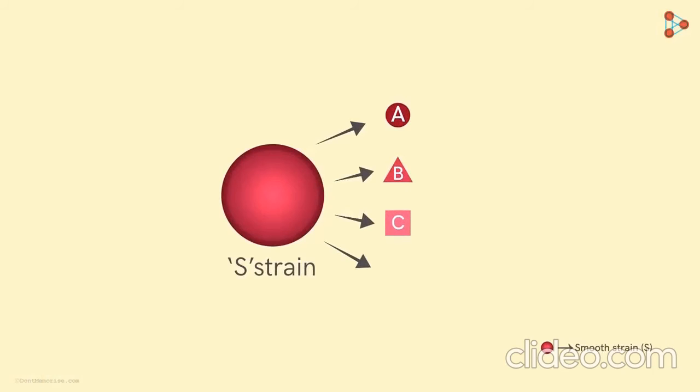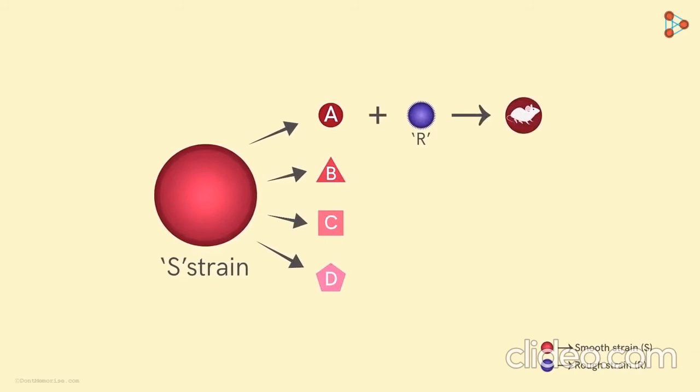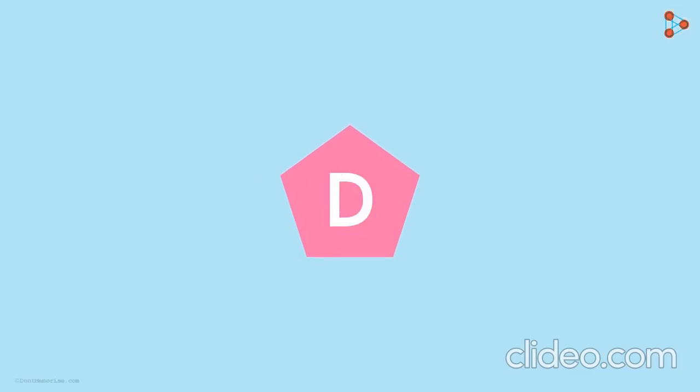So let's see, this smooth strain cell has four components: A, B, C and D. They mixed component A with the rough strain and injected it into a live mouse. Similarly, they mixed all the other components individually with the rough strain and injected the mixtures into different mice. What they found at the end was that only one of those components was effective in transforming the rough strain. It was the case in which the mouse died. Their conclusion was that component D transformed the R strain.